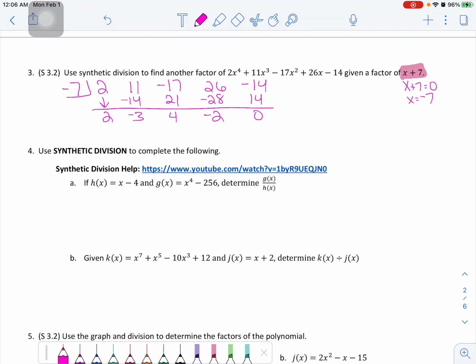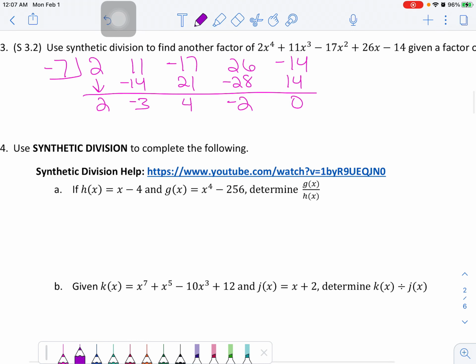Okay, so just be aware of that. If you didn't get a remainder of 0, then something went wrong. Because we know that this is in fact a factor, then we have to get a remainder of 0. All right, now that I've reminded you about the remainder, okay, so this problem right here has the remainder of 0.